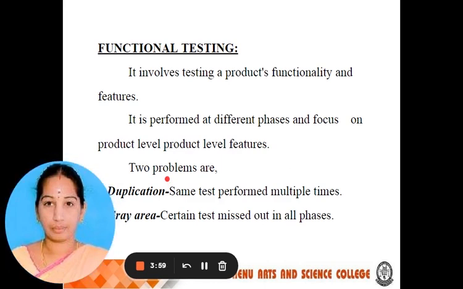If we test the product functionality, two problems can occur. One is duplication and the other is gray area. What does duplication mean? The same test performed multiple times. If one test is performed multiple times, we call it a duplication error. The second one is gray area. Certain tests are missed out in all the phases. That means some tests, it may be unit testing, black box testing or white box testing, will be missed, and that is what we call a gray area.